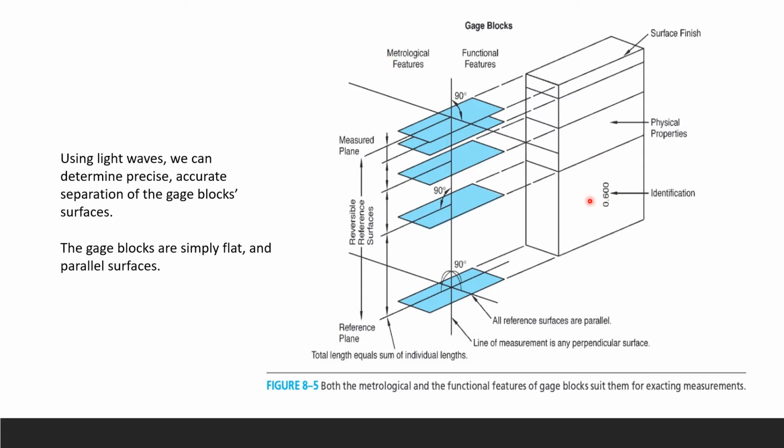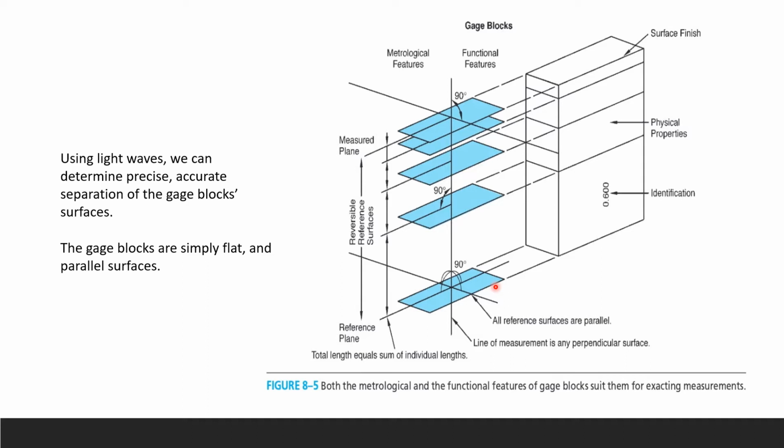And here, the number that I told you to write down in the lab is your identification number. It tells you its measurement, okay? And then the metrological features on this side are your functional features. The measure plane, this is your axis, and we call the line of measurement any perpendicular line on the surface. And this line is your reference surface, okay?